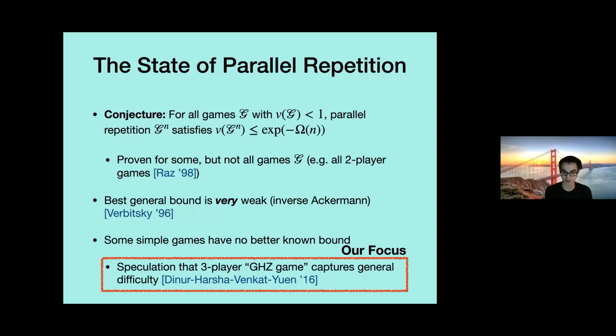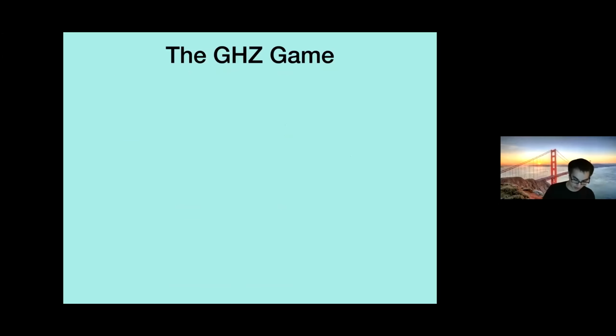So just looking at this one particular game, which is very simple, and trying to prove that when you repeat it in parallel, the value goes down quickly. So what is this game? The GHZ game is a 3-player game. And all the queries or questions and answers are over the finite field F2.